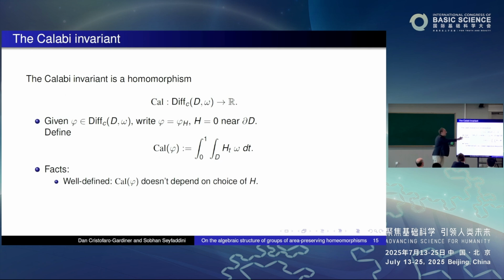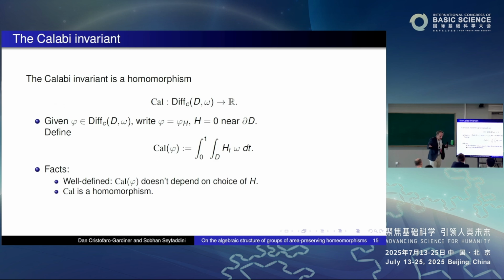Now, in general, there will be multiple Hamiltonians generating the exact same time one map. But the cool thing is that that doesn't affect the value of this. And once you know that this actually is well defined, it's not so hard to show that it's a homomorphism. And some further thinking tells you that it's a reasonable description of the average rotation of the map. So there you go. There's your homomorphism in the smooth case. And as I said, Banyaga showed that its kernel is simple.